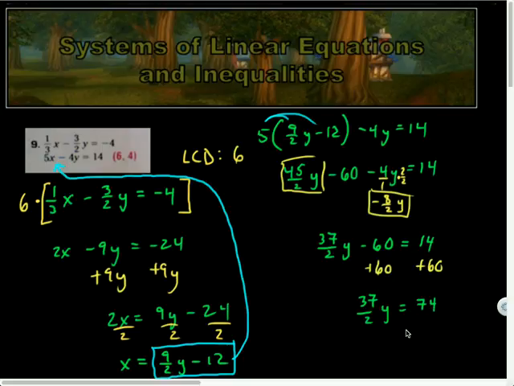74 here. And I see some convenient numbers here. I don't know if you guys do. But to get y by itself, this is when I'd multiply both sides by the reciprocal.